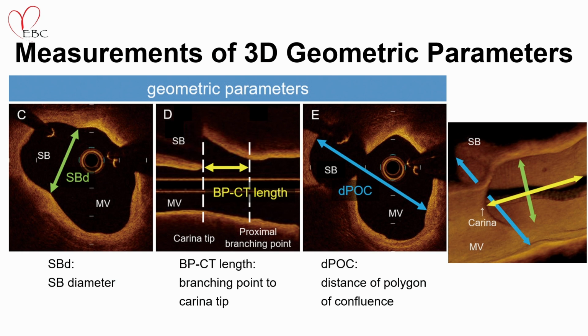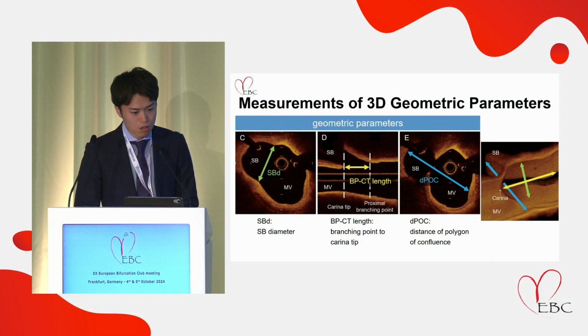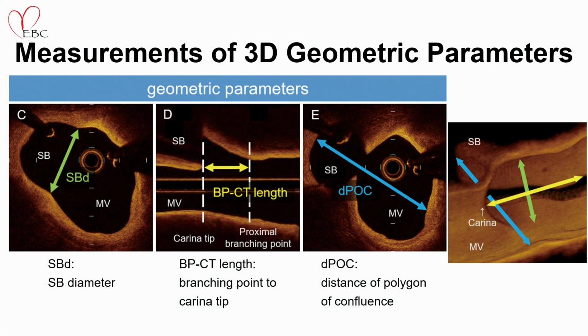We conducted three-dimensional measurement of the bifurcation segment, focusing on three key geometric parameters. Side branch diameter is the maximum distance between the lumen borders of side branch ostium in a cross-sectional image during main vessel pullback. BPCT length is the distance from the branching point to the carina tip, measured in a longitudinal image. DPOC is the maximum distance from the course of main vessel to the course of side branch in the first frame proximal to the carina tip.